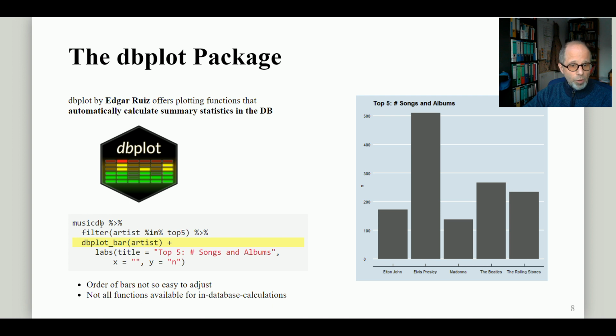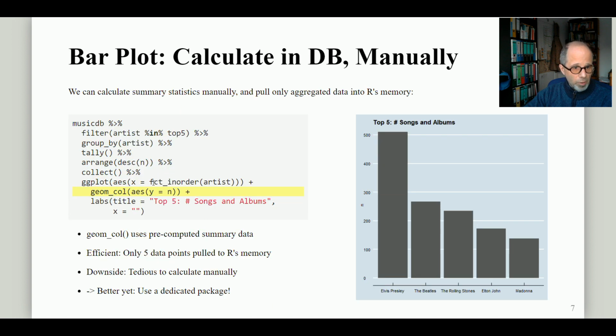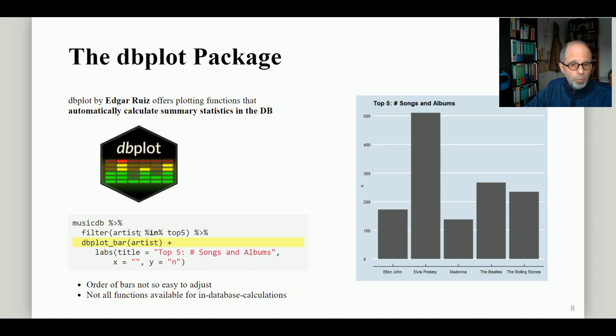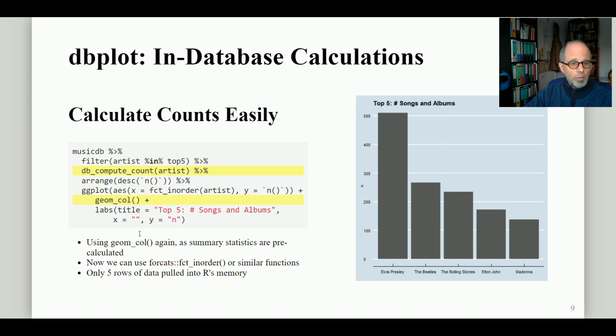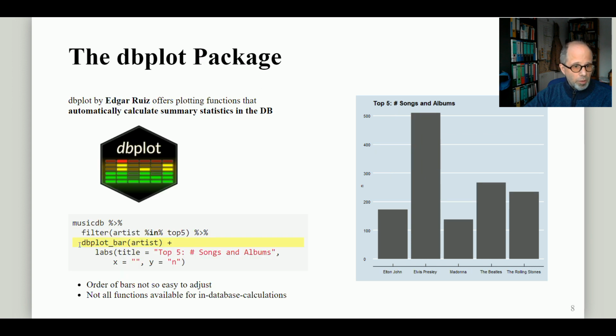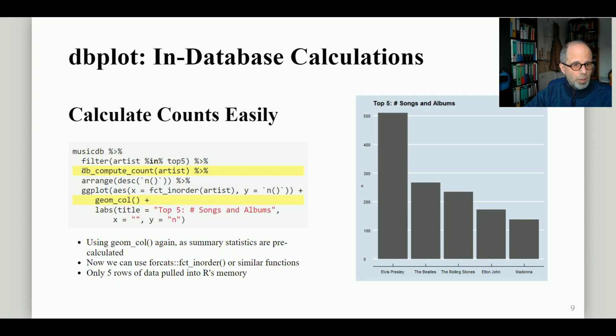This combination of doing the calculations in the database and using this dbplot package, I don't have access to all the functions, for example, from the tidyverse that I would like to use inside the database. For example, the forcats functions that I used before on the previous slide, I used the factor in order function from forcats. I can't use that in this approach. So a solution to that is to again do the calculations inside the database, but not use the shortcut dbplot_bar that I used here. But here I use dbComputeCount.